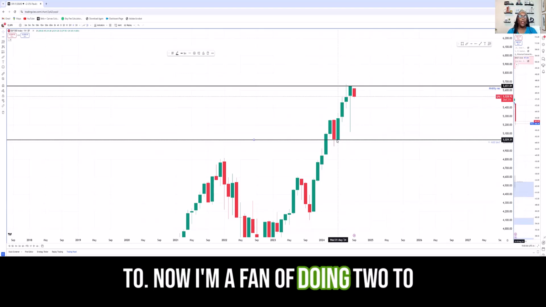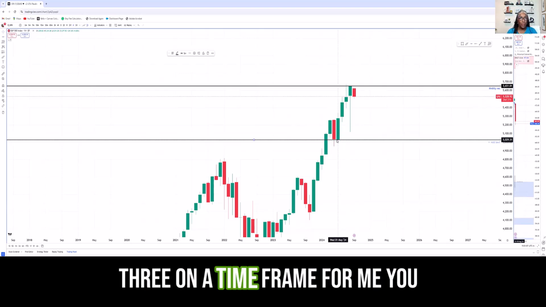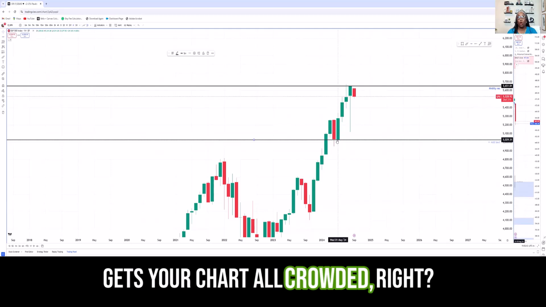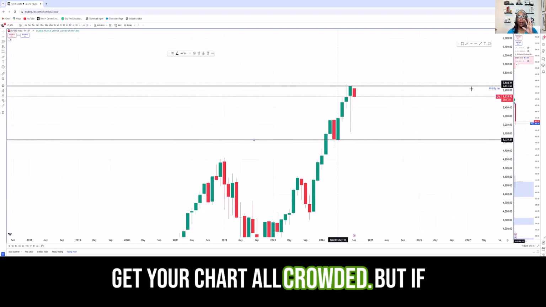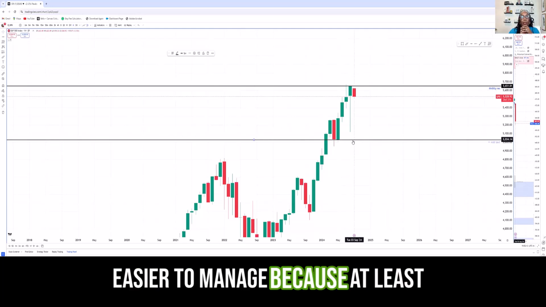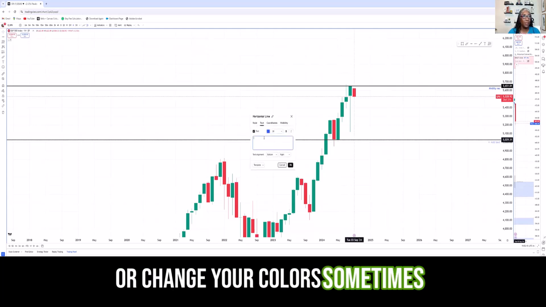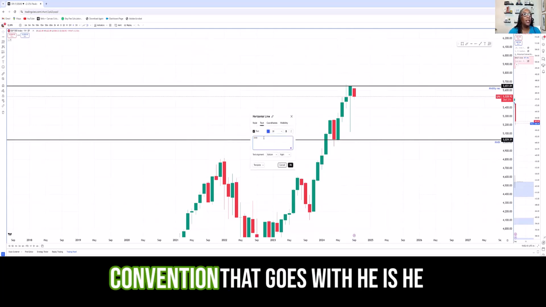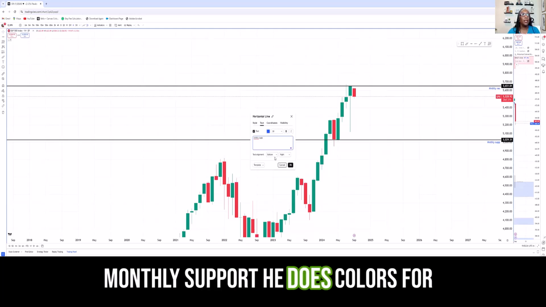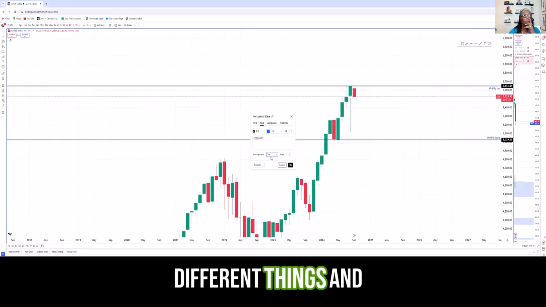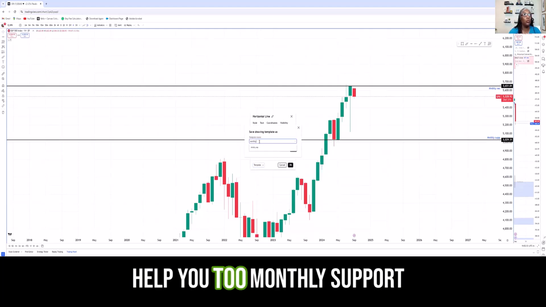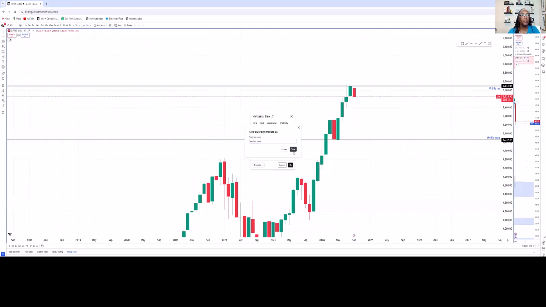Now, I'm a fan of doing two to three on a time frame. I feel like you don't want to do too many because it just gets your chart all crowded. But if you're putting words next to them, that's going to make it a little easier to manage, or change your color. Sometimes people have a color convention, like Jamie has a color convention that goes with his. He does colors for different things. Monthly support. That can help you too. Monthly support. Save. Okay.